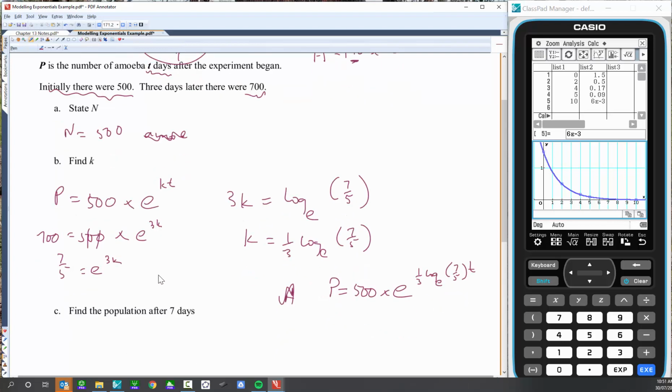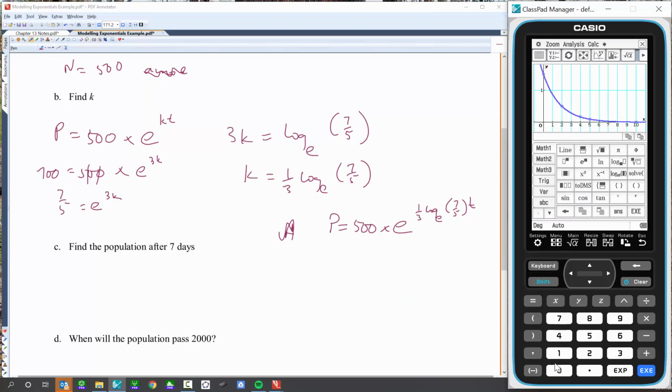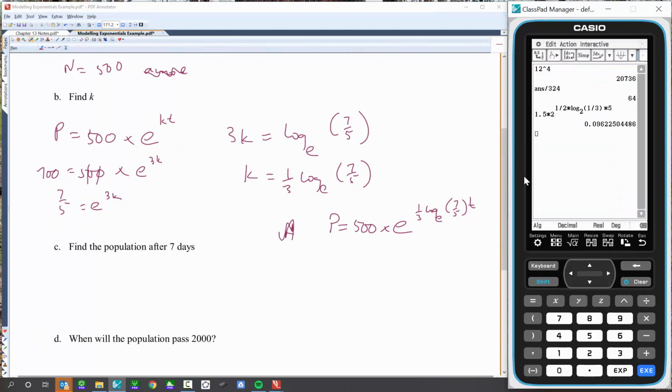All right, find the population after 7 days. So here's where we revert to the calculator and ask the calculator a question. I'm going to go 500 multiplied by, now you find E at shift 4, 1/3 multiplied by, you find log E, shift 5. You want the natural logarithms, that's shift 5, 7 on 5, multiplied by T, which is 7 days, which is 7.